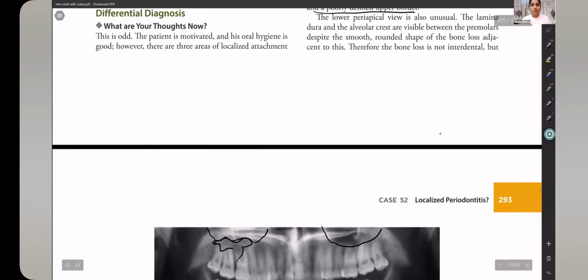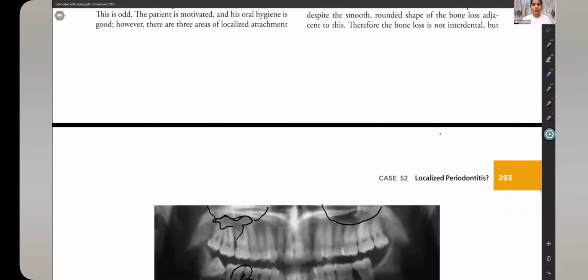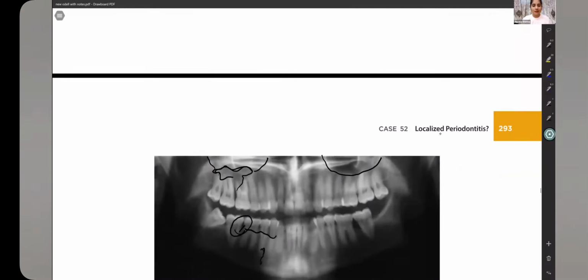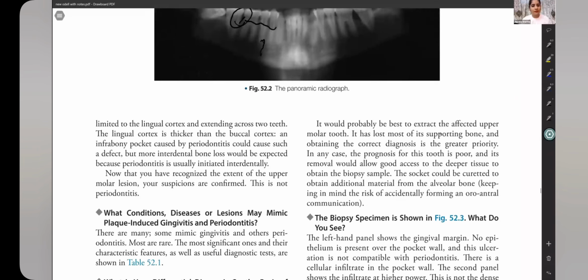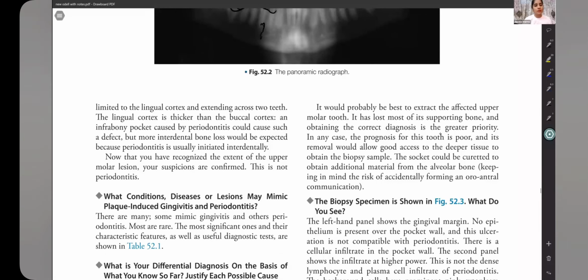The lamina dura and alveolar crest are visible between the premolars, despite the smooth rounded shape of bone loss adjacent to this. Therefore, the bone loss is not interdental, but is rather on the lingual cortex and extending across the two teeth. The lingual cortex is thicker than the buccal cortex, and an infrabony pocket caused by periodontitis could cause such a defect. But more interdental bone loss would be expected, because periodontitis is usually initiated interdentally. So if it was true periodontitis, you would expect it to be more interdental rather than on the lingual cortex.